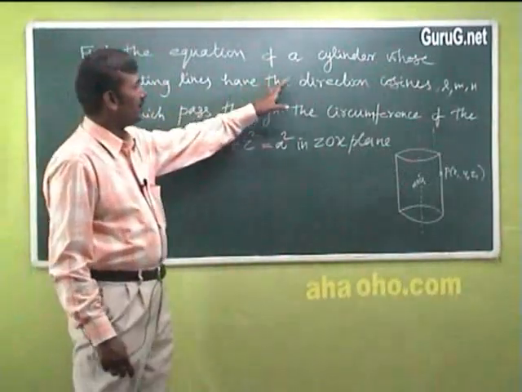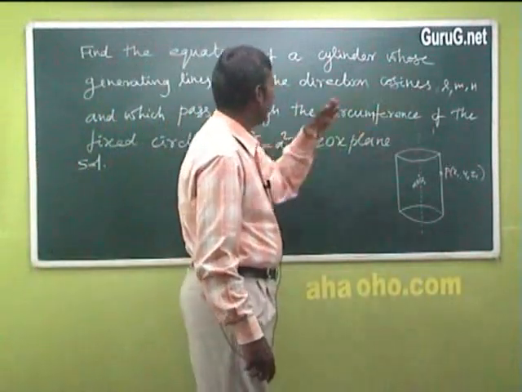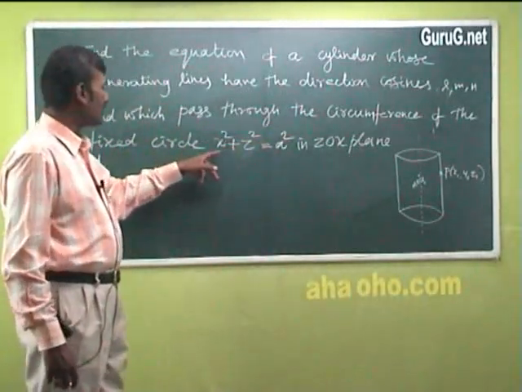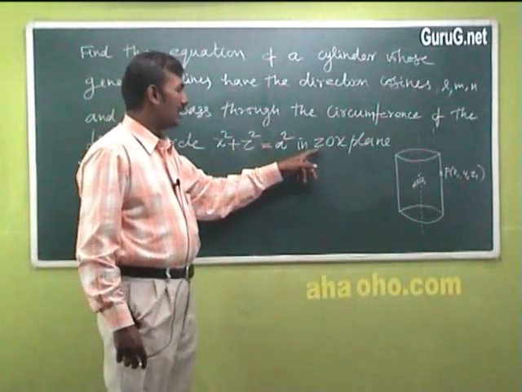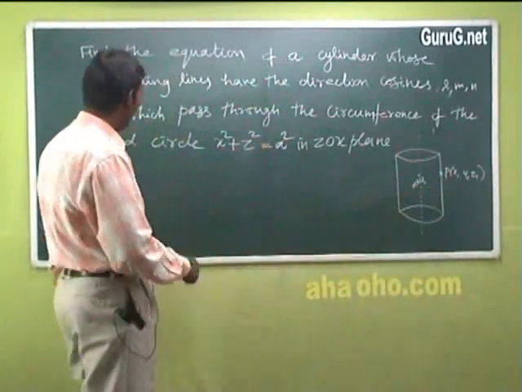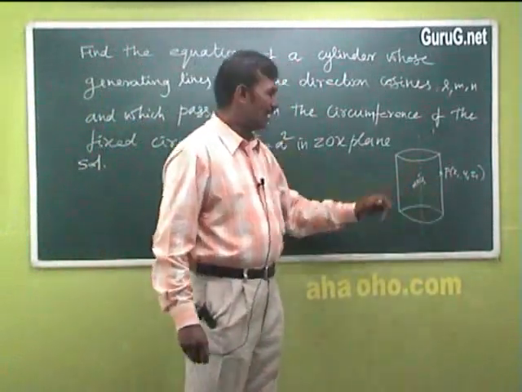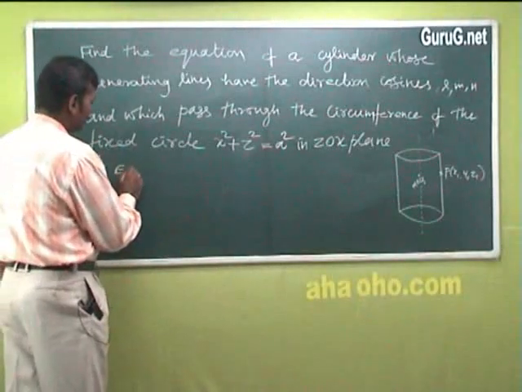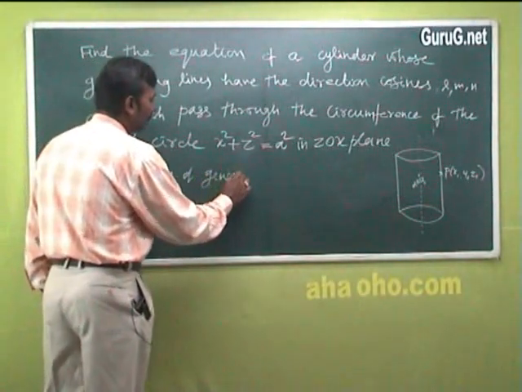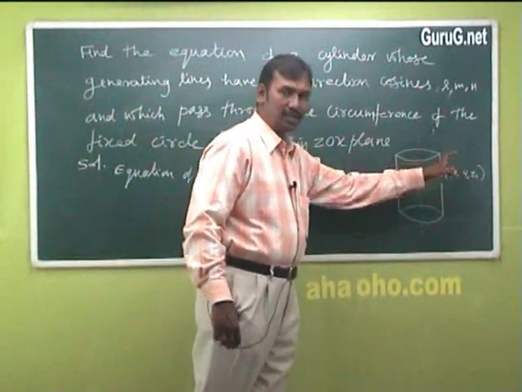Find the equation of a cylinder whose generating lines have the direction cosines L, M, N and which pass through the circumference of the fixed circle x square plus z square equal to a square in the ZOX plane. Let P(x1, y1, z1) be any point on this cylinder. So this is a generator. What will be the equation of the generator?